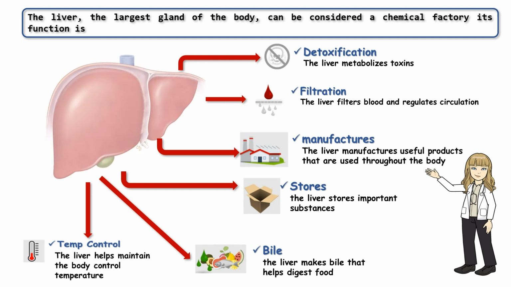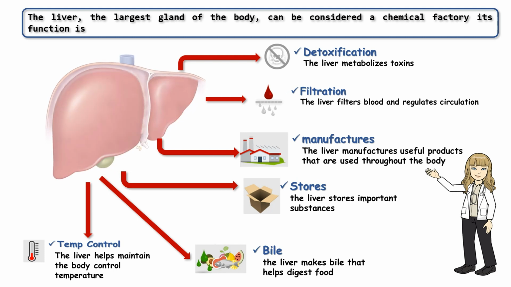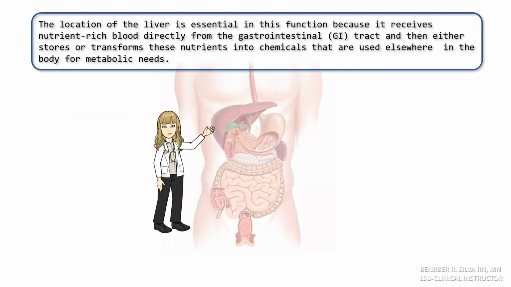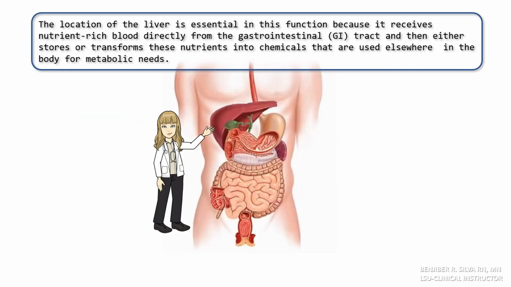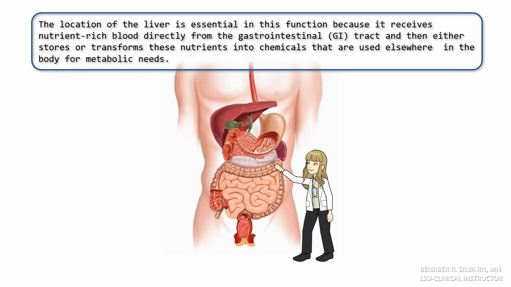All the blood leaving the stomach and intestines passes through the liver. The liver processes this blood and breaks down, balances, and creates the nutrients, and also metabolizes drugs into forms that are easier to use for the rest of the body or that are non-toxic. The location of the liver is essential in this function, because it receives nutrient-rich blood directly from the gastrointestinal tract, and then either stores or transforms these nutrients into chemicals that are used elsewhere in the body for metabolic needs.